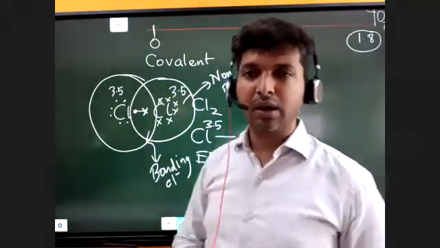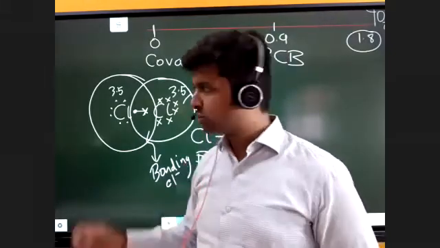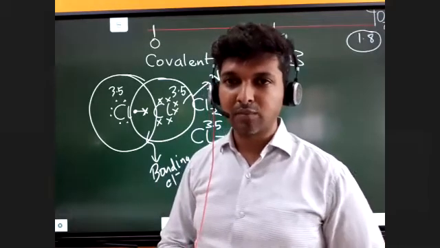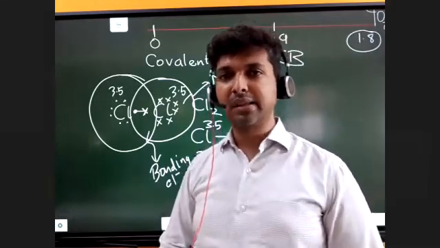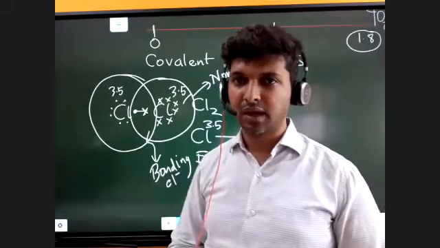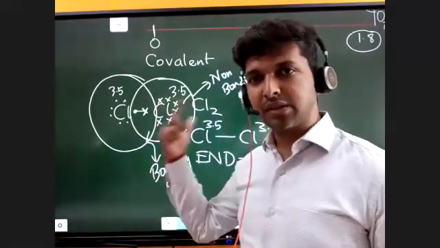Did you understand this? Understood, sir. Yes. So these two chlorine atoms are sharing electrons, they are forming covalent bond. Yehoshua, did you understand this? Yes, sir. Understood. Yes, so this is covalent bond. Before this we did ionic bond.